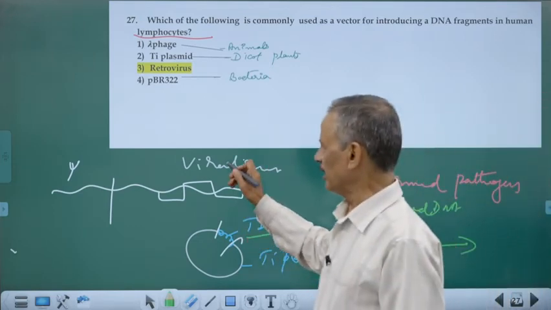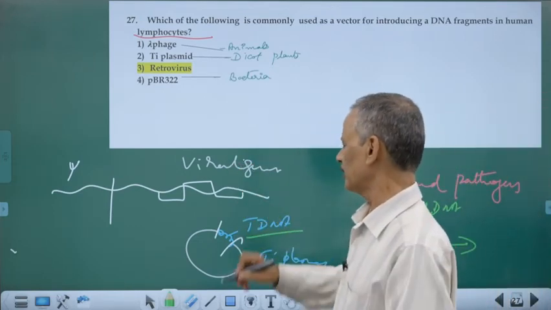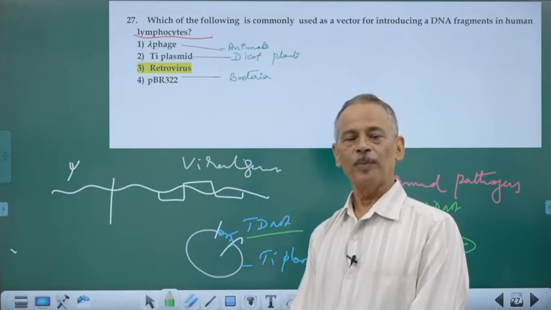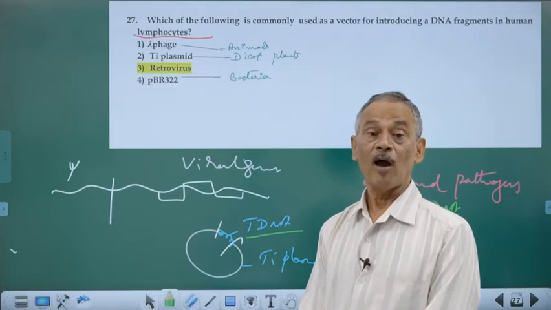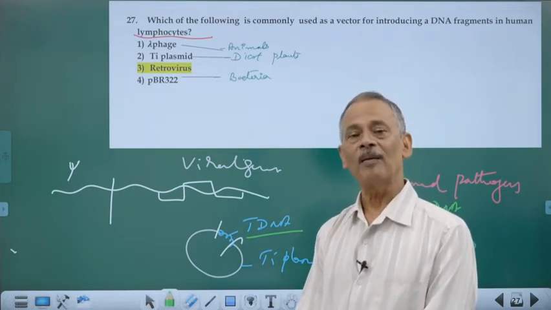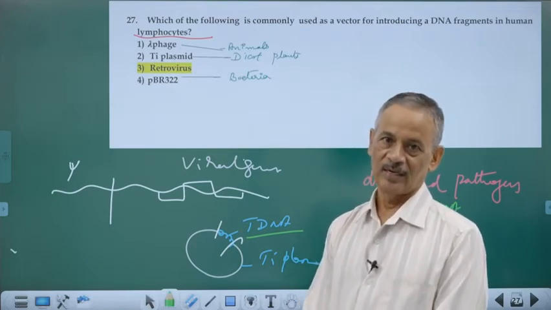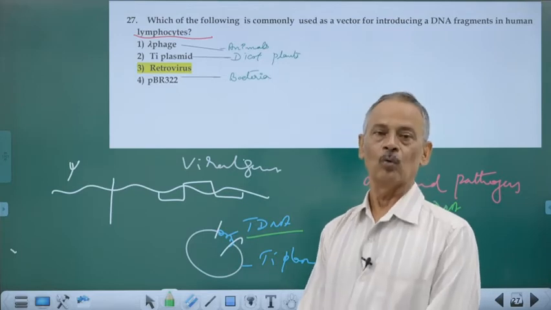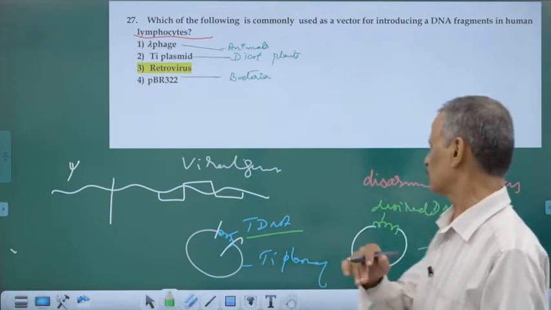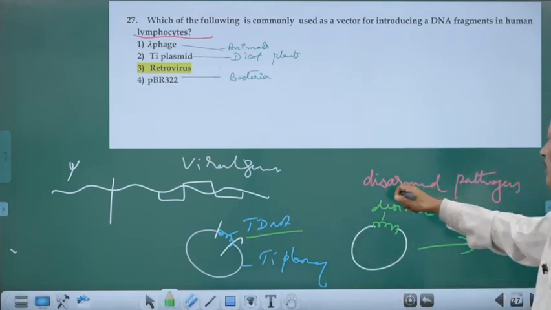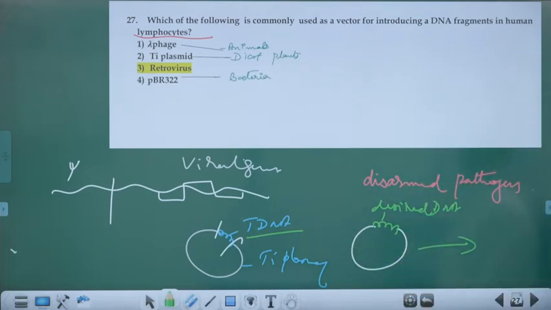Both of them are dangerous, retroviruses and Agrobacterium tumefaciens are dangerous pathogens, but we have a technique now to make them our friend. They are all disarmed now, and such disarmed pathogens are now our friends. So, this technique is called disarmed pathogen technique. Clear?